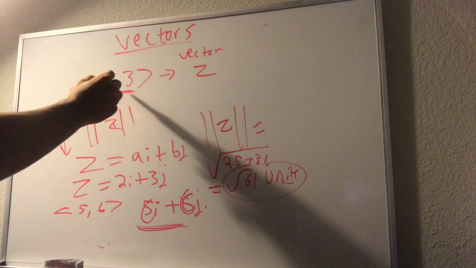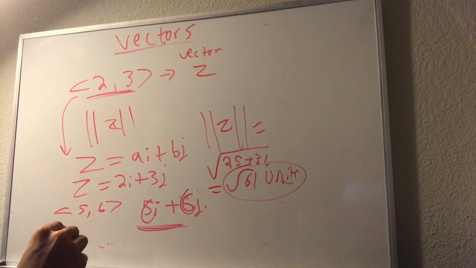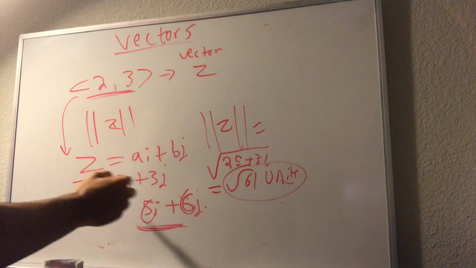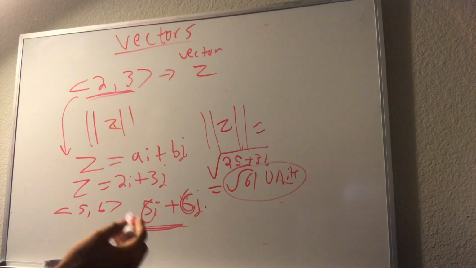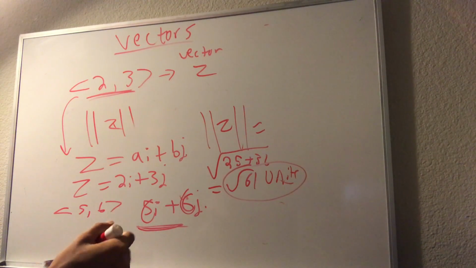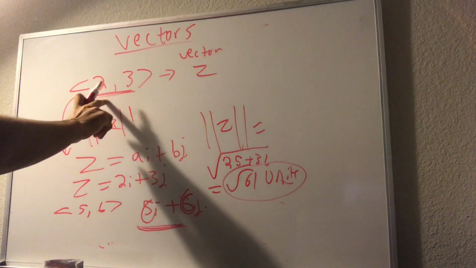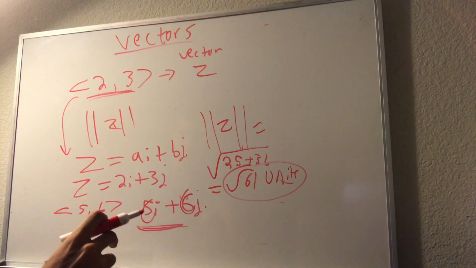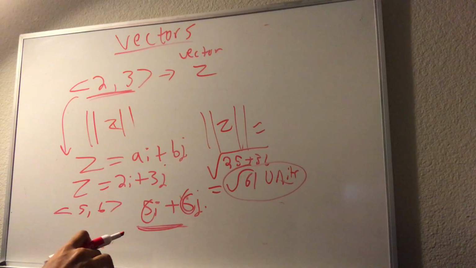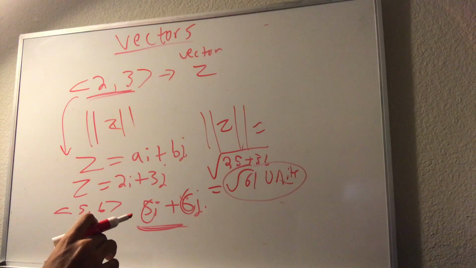Similarly, you can denote this as 2i plus 3j, and you would again do the same thing looking at the coefficients. You would do 2 squared plus 3 squared, and the square root of that, and that would give you the magnitude of this vector. So that's just another way of showing this.